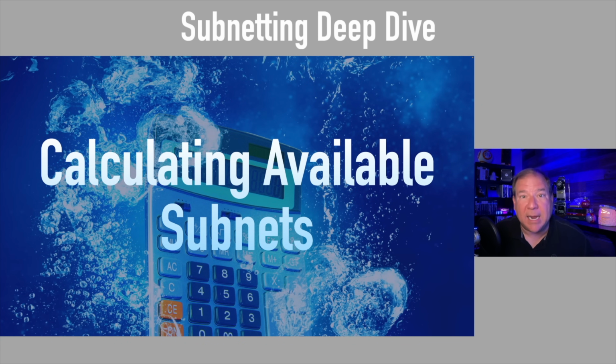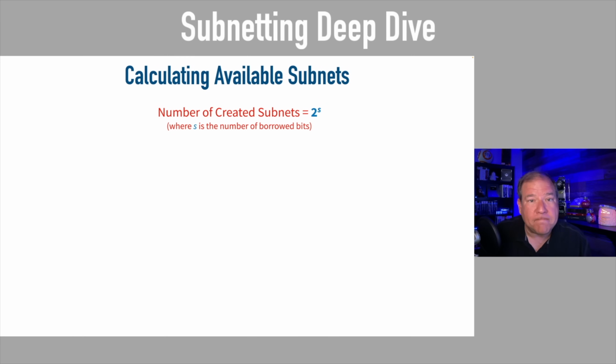Let's get into our design process finally. We want to be able to calculate the number of subnets that we would create given a certain scenario, given a certain number of borrowed bits. Here's the formula for your notes. If you want to borrow bits and add those on to your default subnet mask, you're going to create this many subnets. The number of created subnets is 2 to the power of s, where s is the number of borrowed bits, the bits that we have added on.